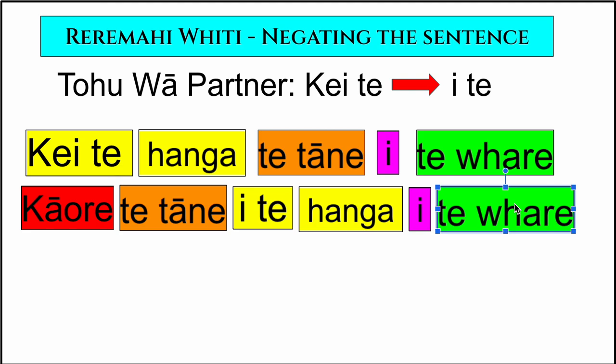So the object of the sentence, again, is the thing that the action is happening to. This part of the Reremahi Whiti stays at the end of the sentence. So there we have it. Kei te hanga te tāne i te whare becomes kāore te tāne i te hanga i te whare.